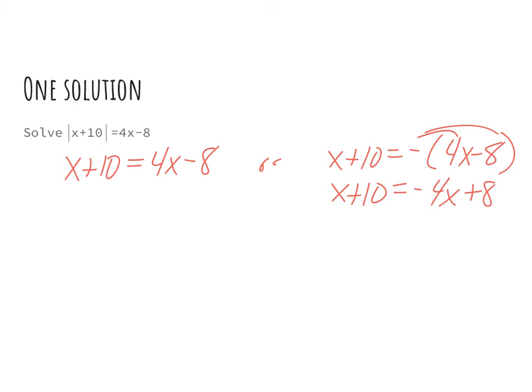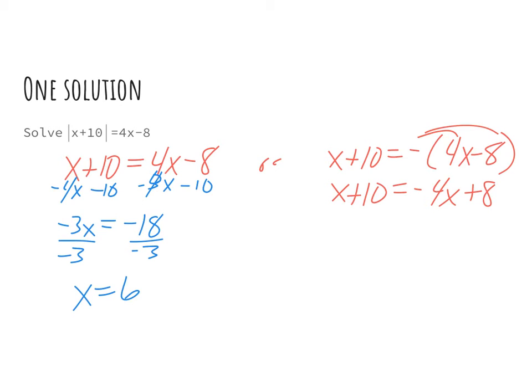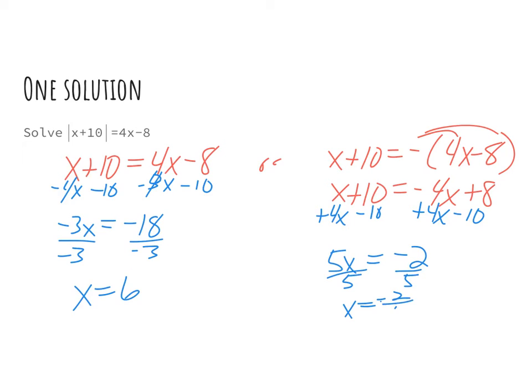Now I'm going to solve them one at a time. First of all, on the left side here, I want to get my x's on the left, so I'm going to subtract 4x from both sides. I'm going to get rid of the 10 at the same time by subtracting 10. So I get negative 3x is equal to negative 18. Divide both sides by negative 3, and I get that x equals 6. Over here, I add 4x to both sides. I subtract 10, and I get 5x is equal to negative 2. Divide both sides by 5, and I get that x is negative 2/5.